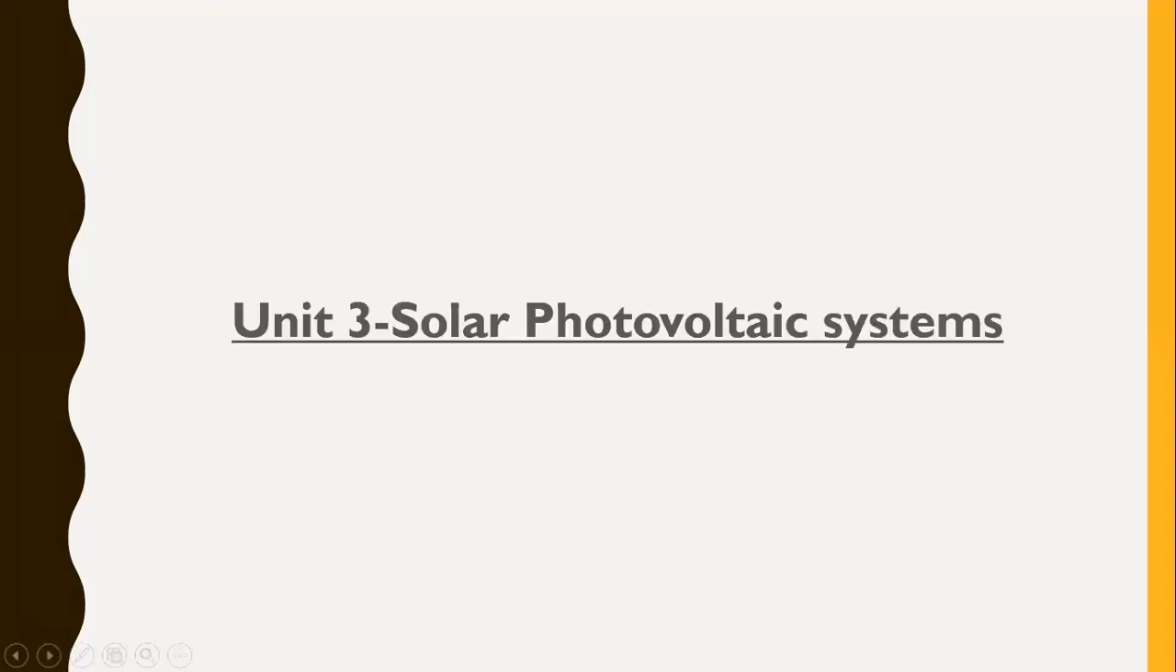Unit 3, Photovoltaic Systems. In this unit, we will see the photovoltaic effects, what photovoltaic cells are, the principle of the photovoltaic cell, and the semiconductor junctions, P-type and N-type, which we have already taught in previous classes. We will also see how it is used for power generation, what batteries and inverters are, and the advantages and disadvantages of photovoltaic solar energy conversion.